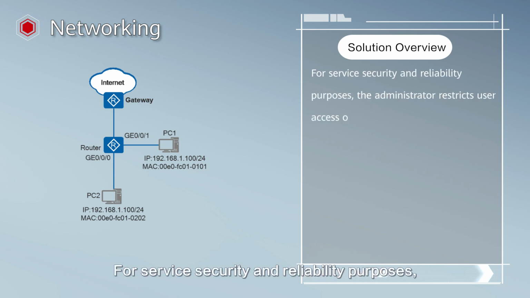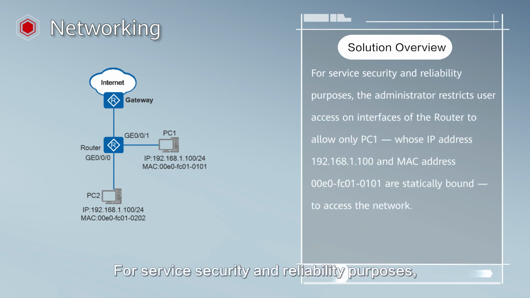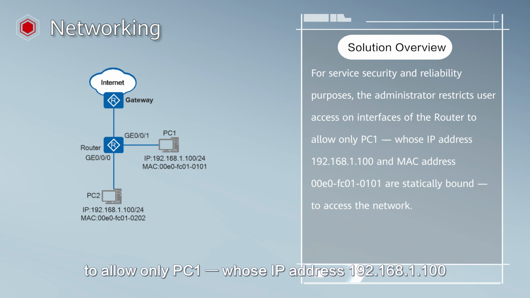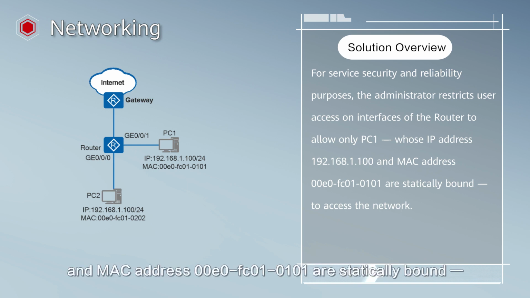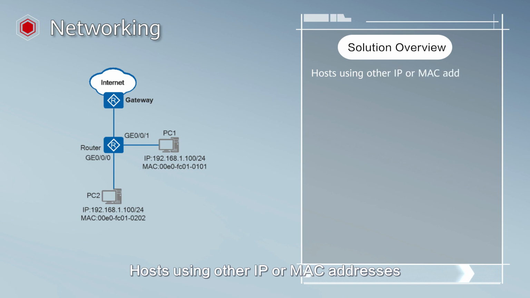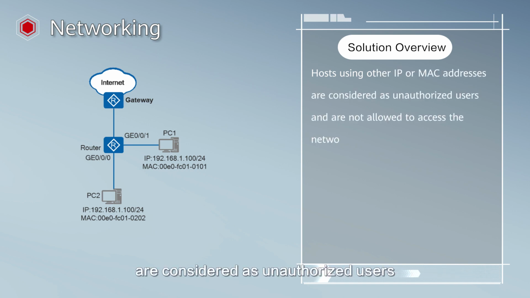For service security and reliability purposes, the administrator restricts user access on interfaces of the router to allow only PC1, whose IP address 192.168.1.100 and MAC address 00E0FC010101 are statically bound, to access the network. Hosts using other IP or MAC addresses are considered as unauthorized users and are not allowed to access the network.